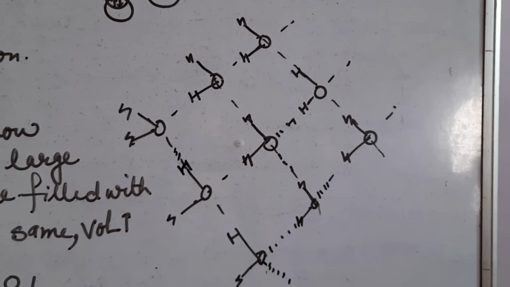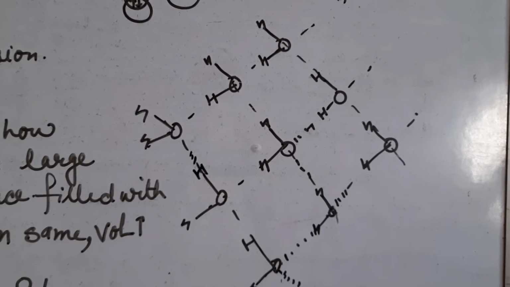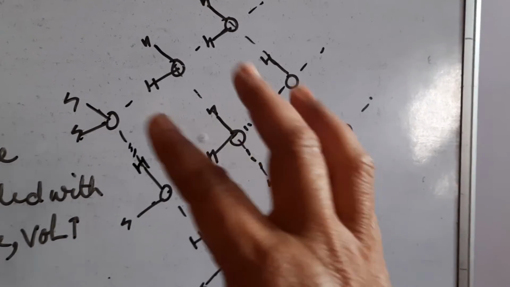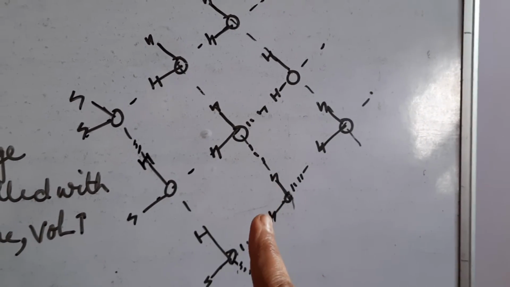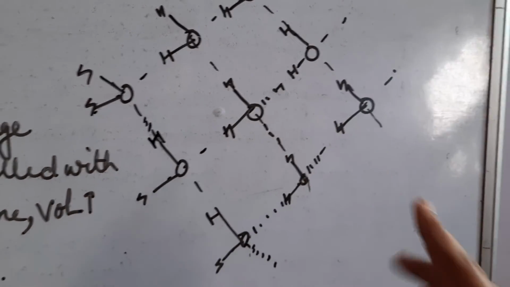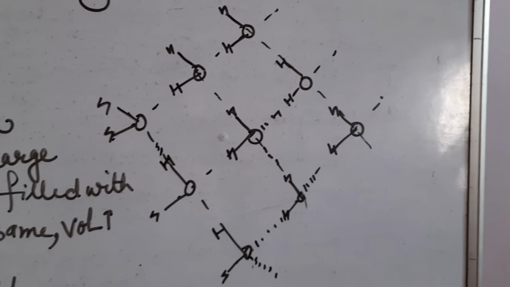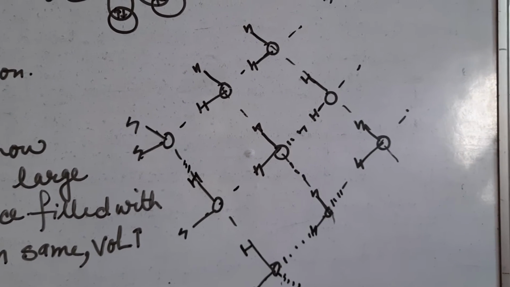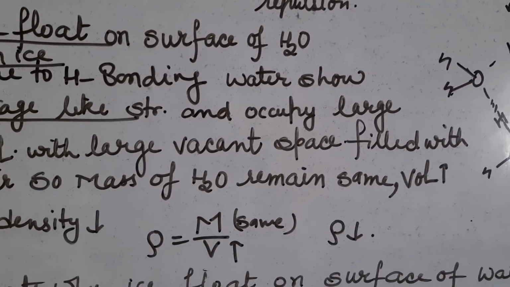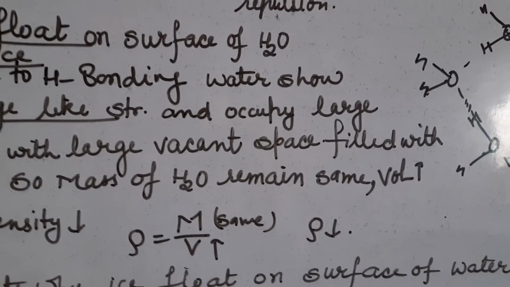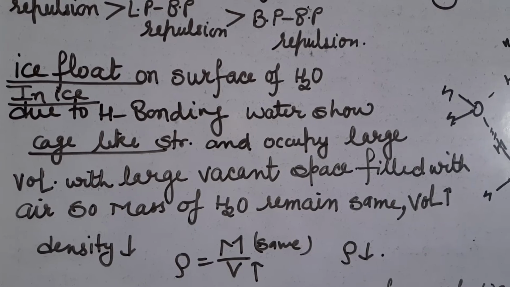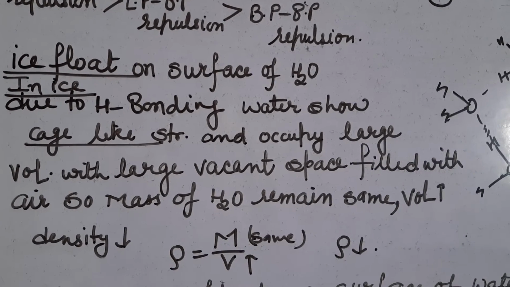So air has no mass. That's why, due to hydrogen bonding and the cage-like structure, the volume of water increases but the mass remains the same, because this cage-like structure filled with air has no mass. So water's mass does not change when it is converted into ice. Mass remains the same, but volume increases, so density will decrease, because density is equal to mass upon volume.